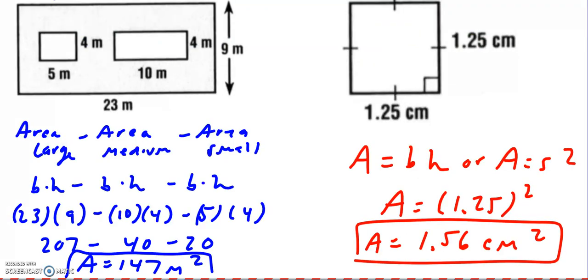Alright guys, so please check your answers. The first example, I did the large rectangle minus the medium minus the small, and my final answer was 147 meters squared. And the second one, I used area equals side squared, took 1.25 squared, and rounded a bit and got 1.56 centimeters squared for my area.